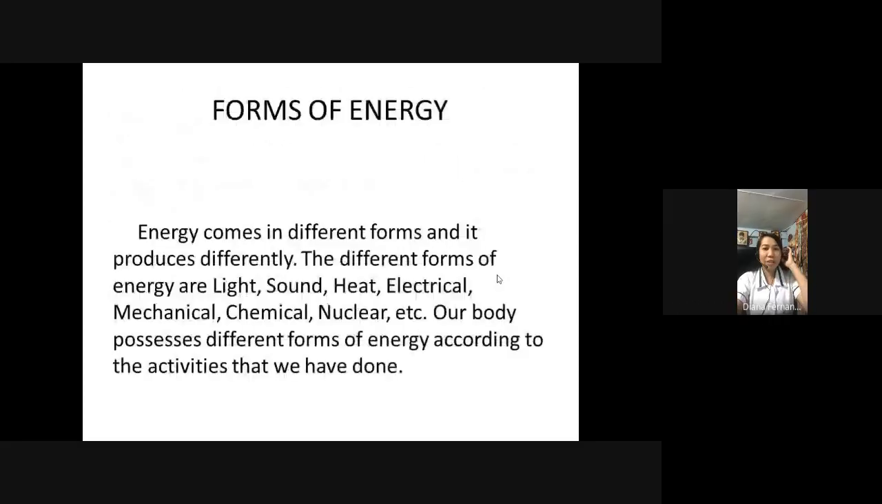Yes, ma'am. Alright, so let us come now to our lesson for today, and that is all about forms of energy. So energy comes in different forms and it produces differently. The different forms of energy are light, sound, heat, electrical, mechanical, chemical, nuclear, etc. Our body possesses different forms of energy according to the activities that we have done.